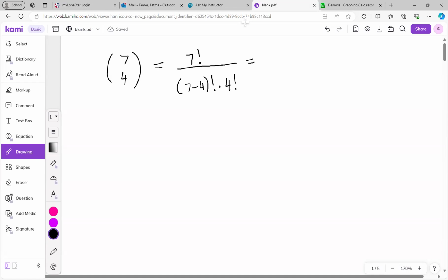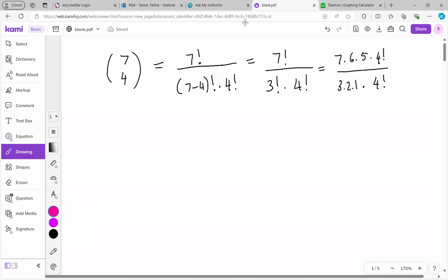So if I organize this without a calculator, 7 minus 4 is 3 factorial, and then we're going to keep this as 4 factorial. So the top number is going to change as 7 times 6 times 5 times... I don't have to continue anymore. I'm just going to put 4 factorial here. As we know, 4 factorial means 4 times 3 times 2 times 1. And then 3 factorial is 3 times 2 times 1, which is just a 6. And then I'm just going to keep this as 4 factorial.